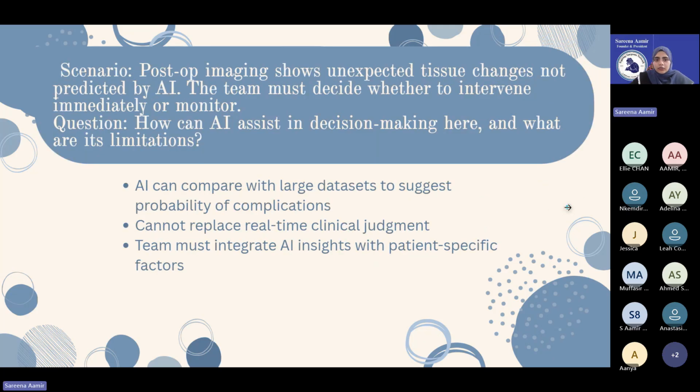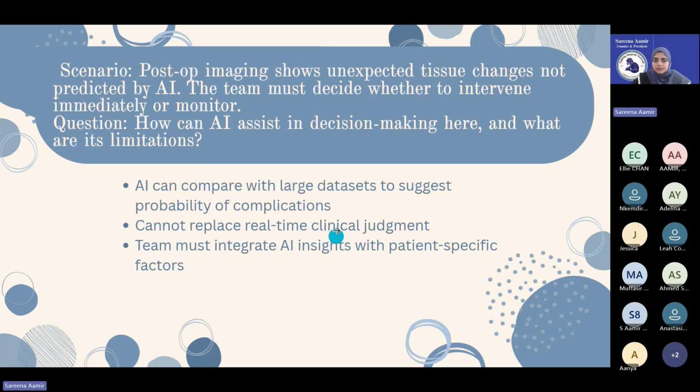All right, this is a scenario. Post-operative imaging shows unexpected tissue changes not predicted by AI. So AI didn't predict what happened, and the team must decide whether to intervene immediately or monitor. The question is, how can AI assist in decision making here, and what are its limitations?